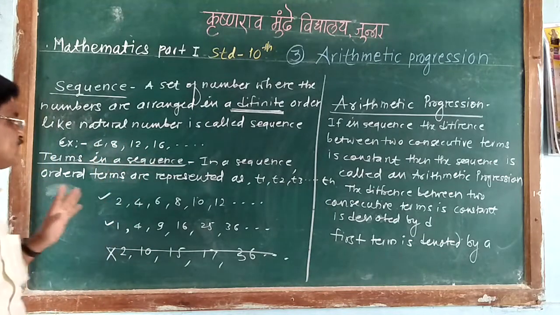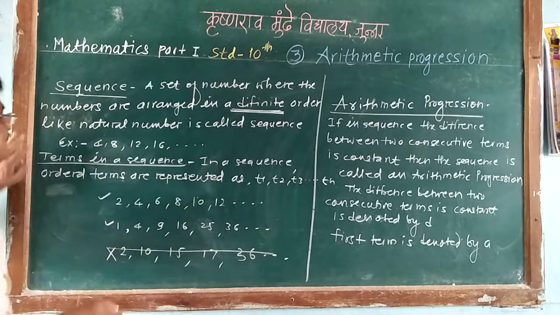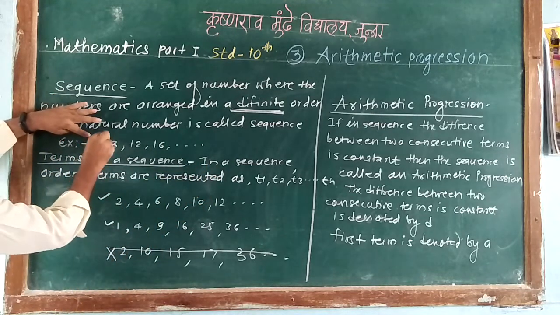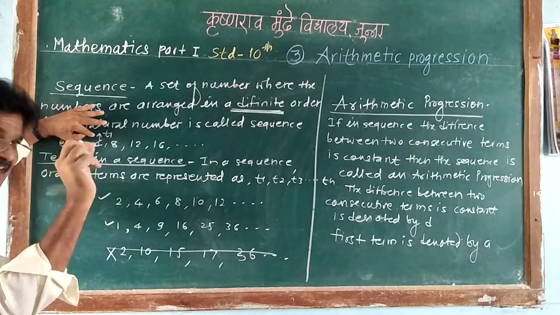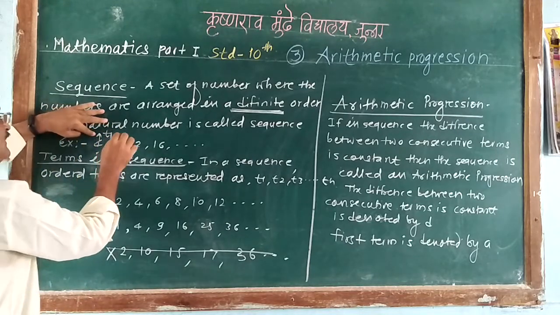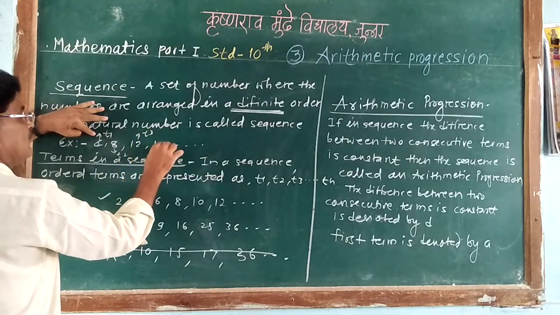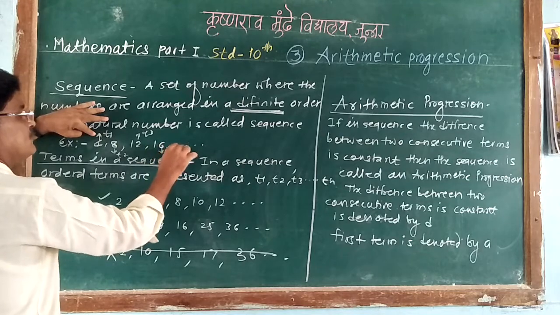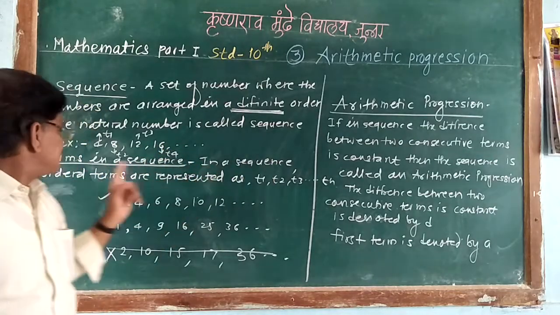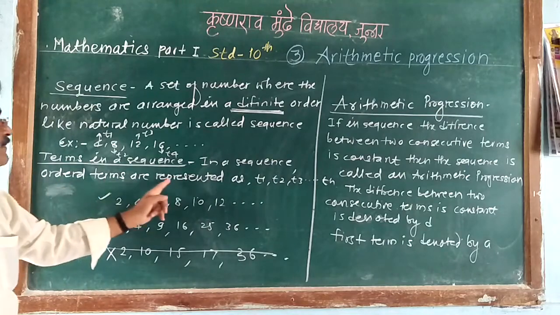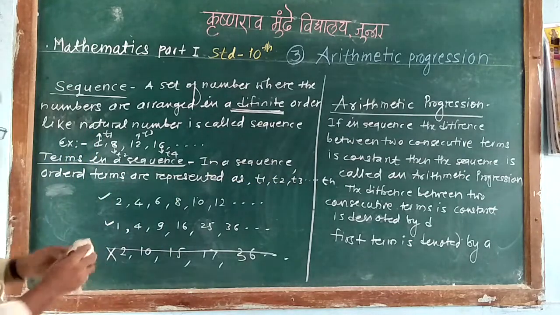4, 8, 12, 16 in the sequence. In the sequence, an ordered term is represented as follows. This is the first term, it is denoted as t1. Term means t. First term t1, second term t2, third term is denoted as t3, and fourth term is denoted as t4. Therefore, we write here in a sequence, ordered terms are represented as t1, t2, t3, t4, tn.